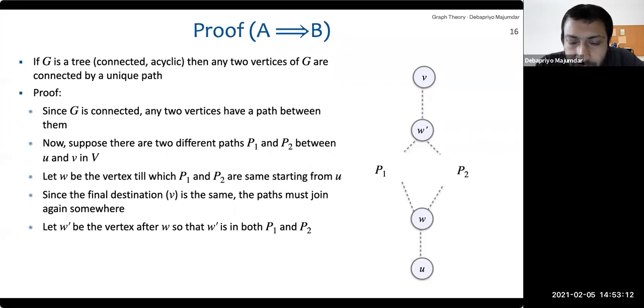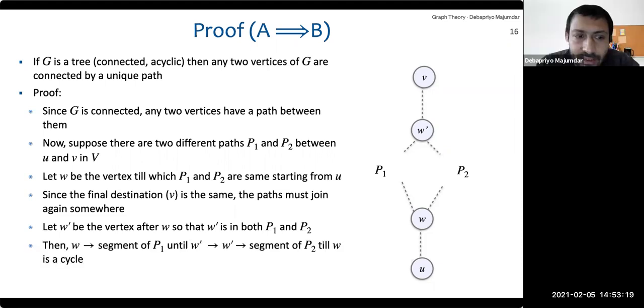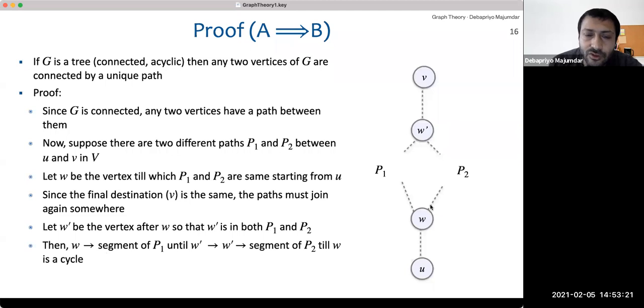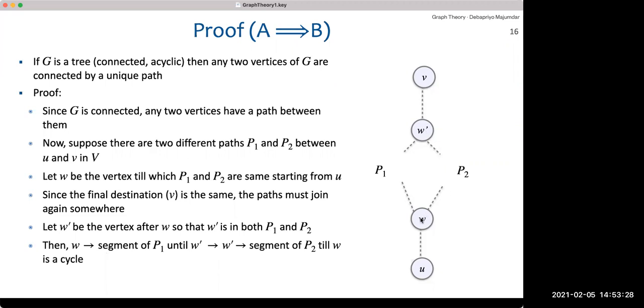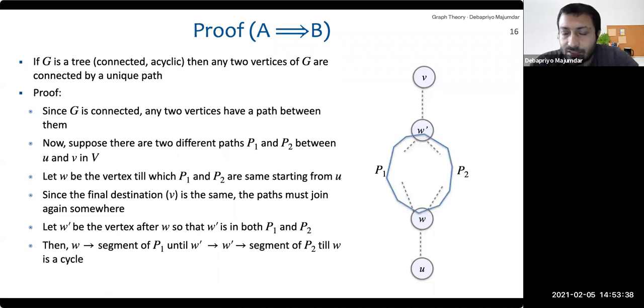Then what do we have? Then we have a contradiction, right? So you see the contradiction? Yes, we have a cycle. We have a cycle: the segment of P1 from W until W prime, then the segment of P2 from W prime back to W. This whole thing is then a cycle, right? So that's the proof that if G is a tree, then any two vertices of G are connected by a unique path. All right.